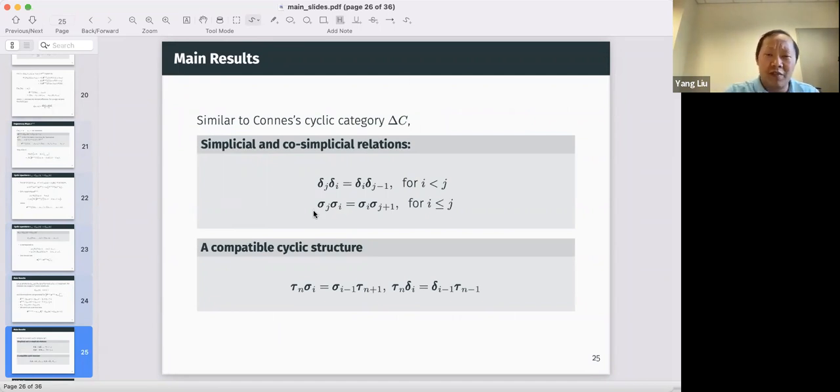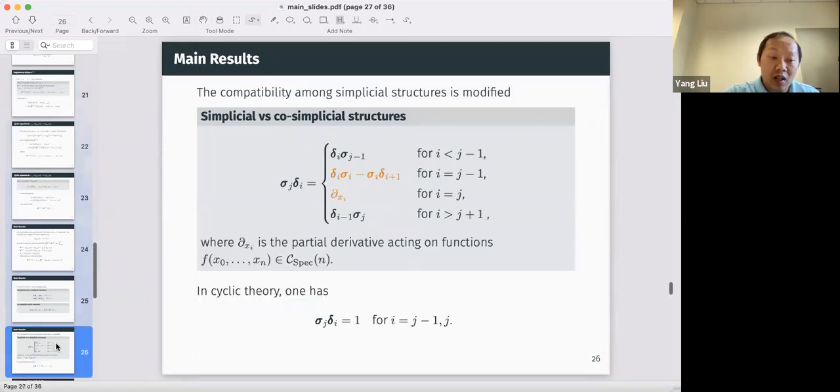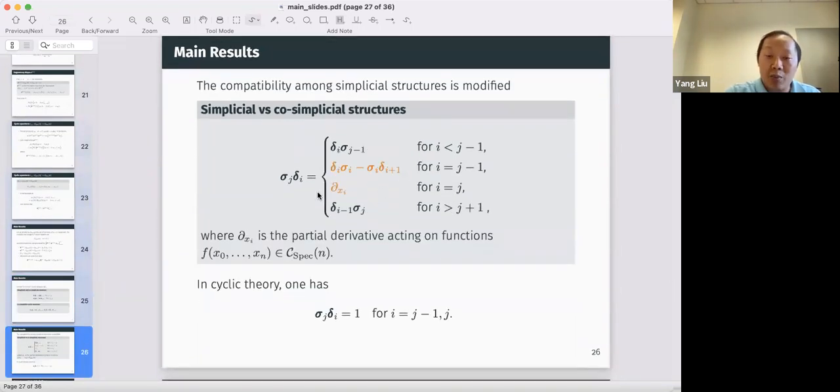Here is the same. These slides list the face map and the degeneracy map. The simplicial and co-simplicial structure still holds as in the cyclic category, and the compatibility between the cyclic and the simplicial structures holds in this. What's changed is marked by this green part. Now the compatibility between simplicial and co-simplicial has to be modified a little bit. In a cyclic case, this orange part is just one identity.